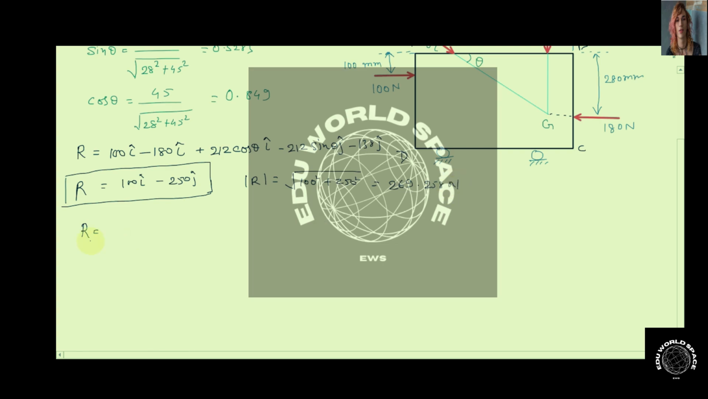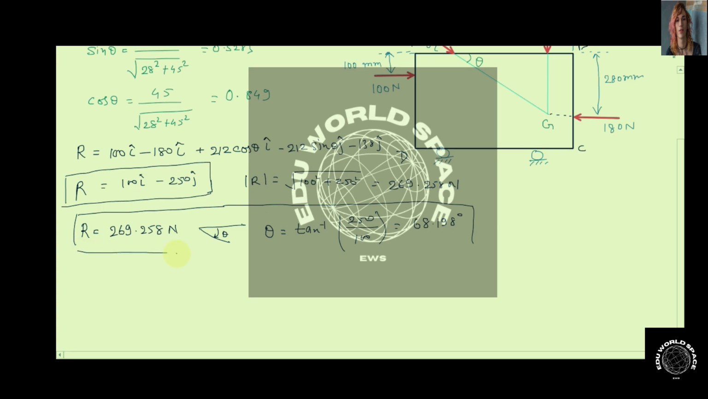So our resultant vector will be 269.258 Newton, which is making an angle theta in the clockwise direction with the positive x-axis, and this theta will be tan inverse of the y component, that is 250, divided by the x component, that is 100, and that comes out to be 68.198 degrees. So this is the answer for the first part.